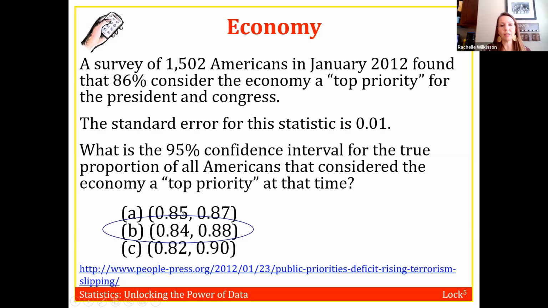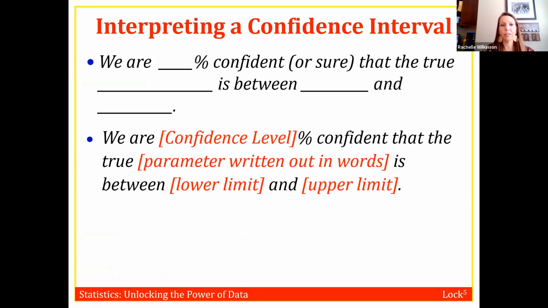So we created this confidence interval for the percent of Americans that considered the economy a top priority. And we said it went from 0.84 to 0.88. Okay, so let's see if we can come up with a conclusion statement using that pattern about this confidence interval. So looking back up here, okay, start with we are, and ours was a 95% confidence interval.